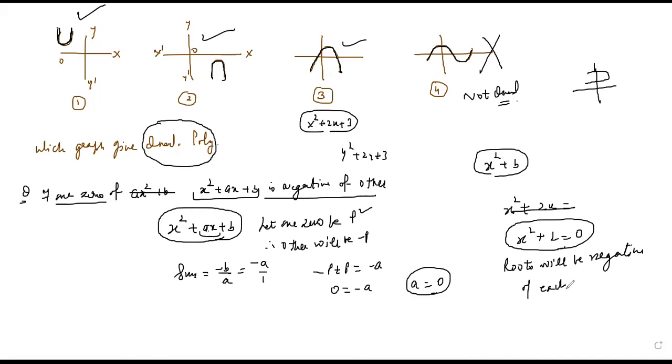Note this down. Clear? So when the roots of a particular polynomial are negative of each other, under those circumstances the middle term will be 0.